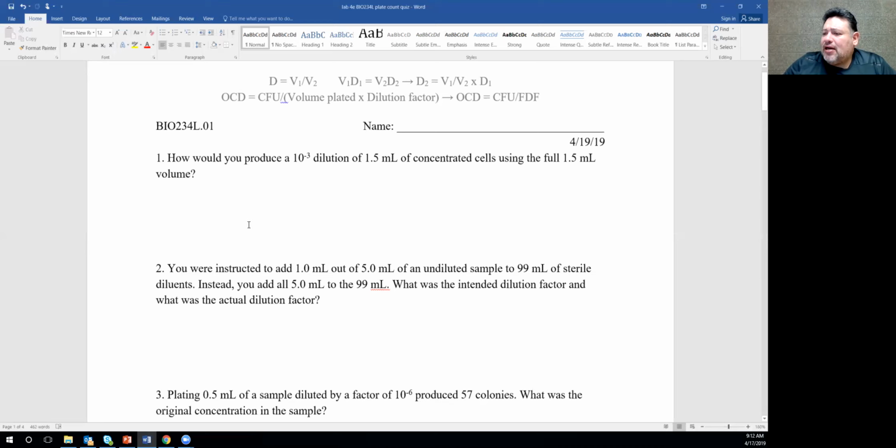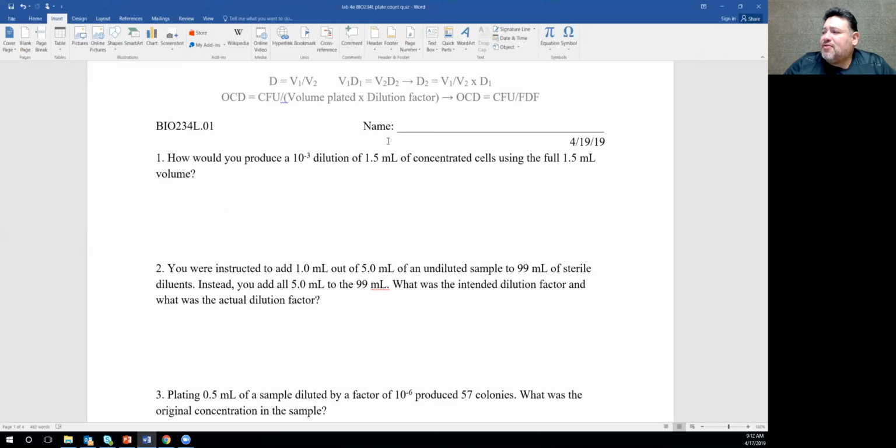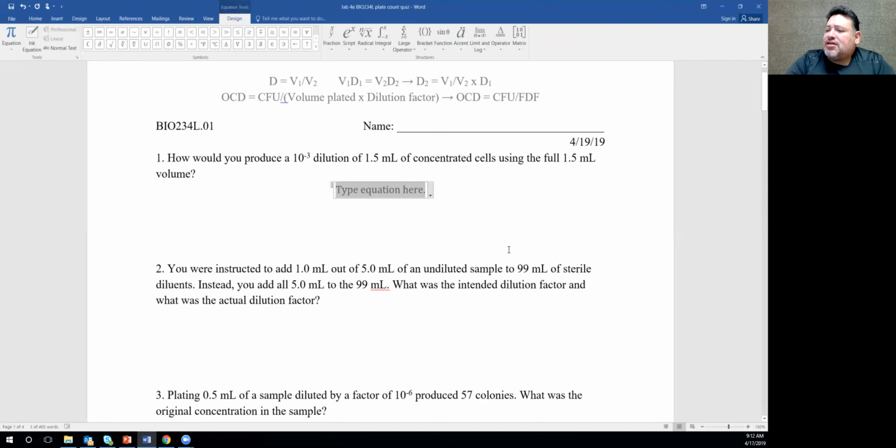So here, let's see if I can do this with Equation Writer so you guys can see what I'm doing. It says, how would you produce a 10 to a negative third dilution from 1.5 milliliters of concentrated cells using the full 1.5 ml volume? Well, here's your dilution equation. And it's telling us that the dilution is the initial volume divided by the final volume, okay? So what does this mean?